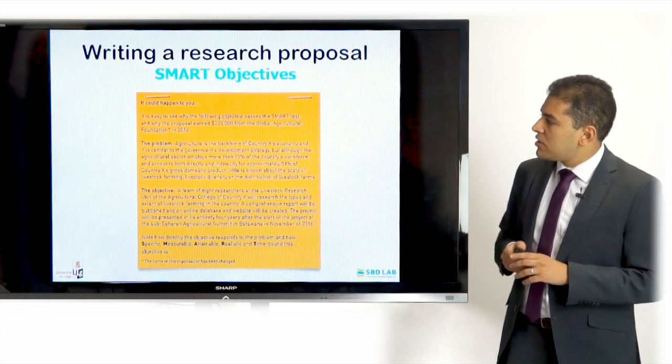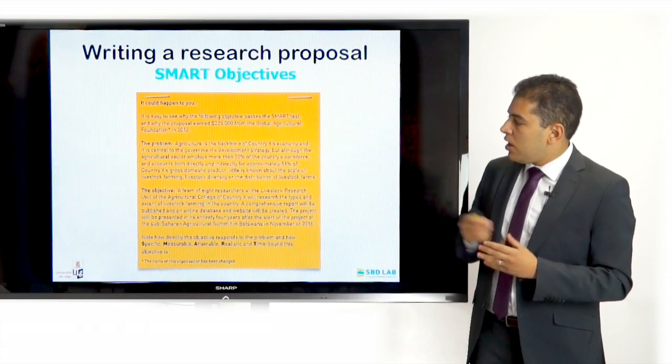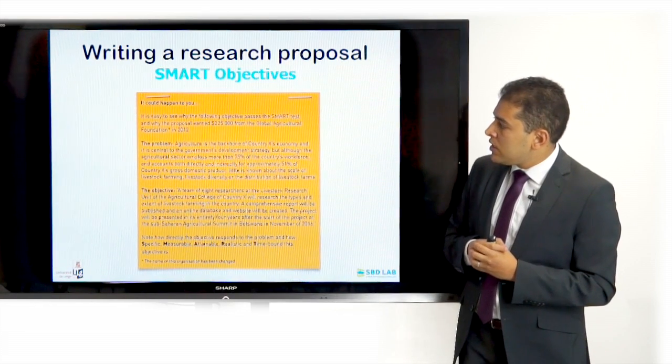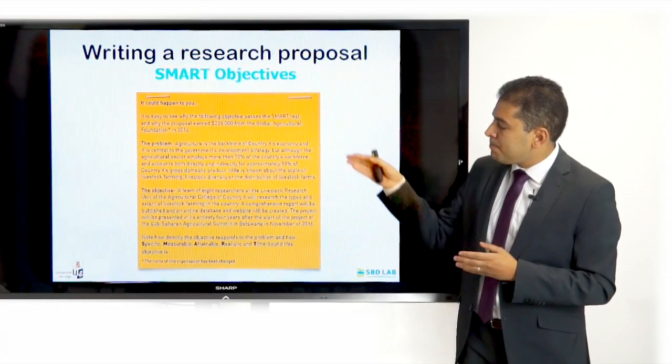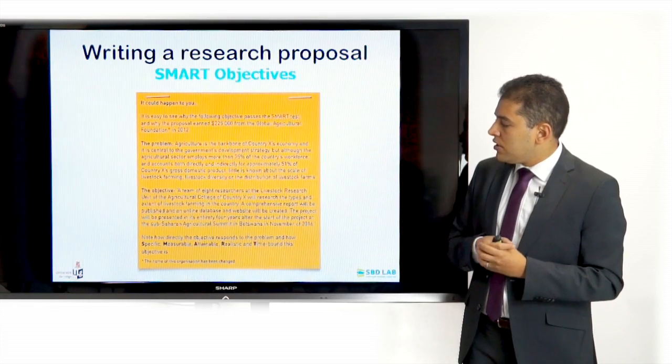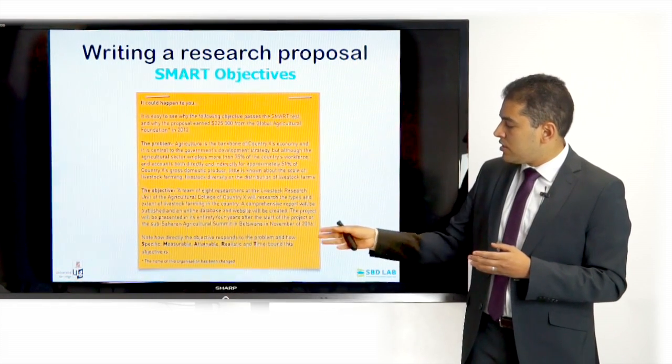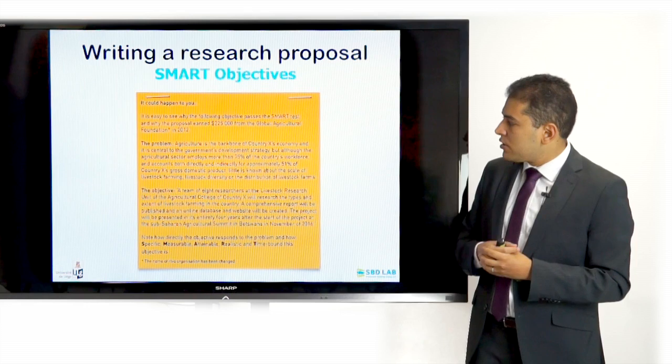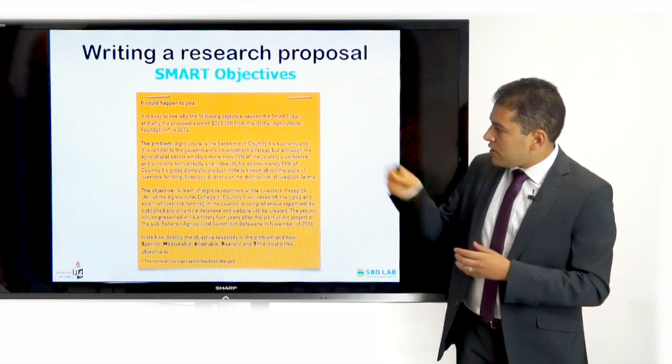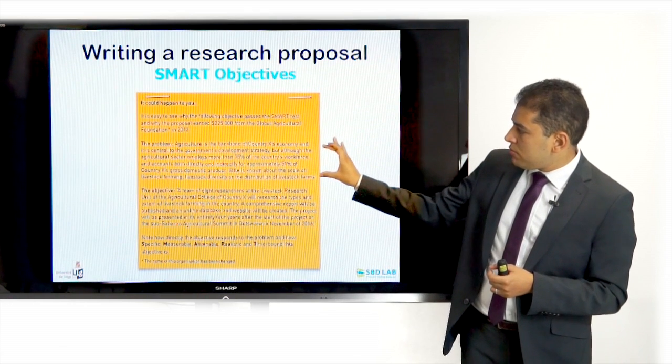And this is a very fast example. You can have a look at a winning proposal. This is simply an example showing the specific, measurable, attainable, realistic, time-bound objectives. You can see here I have a precise problem.